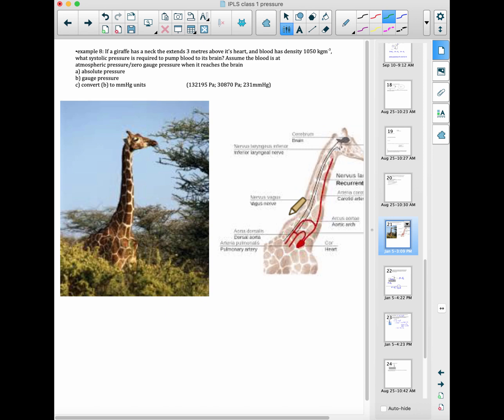Okay, so here's example 8. I've added in a couple of graphics. So we've got the giraffe, and its neck is 3 meters long. And we just want to know what pressure do we need in the heart to pump blood up to the top.